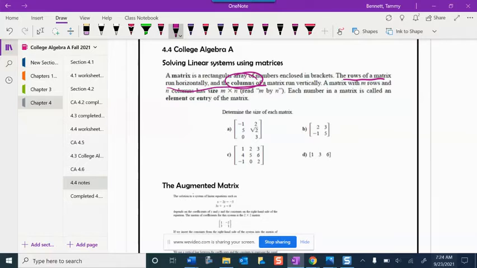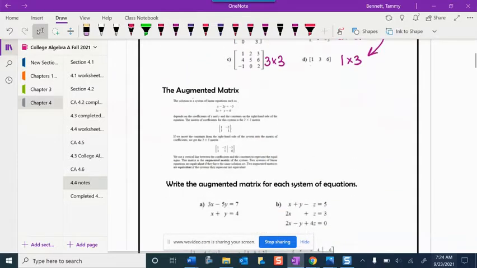So example 1, the rows: we have 3 rows by 2 columns, so 2 up and down. Letter B, you have 2 rows by 2 columns. Letter C, you have 3 rows by, so the by is with an X, 3 columns. And the last one, you have 1 row by 3 columns. M by N is how they're read.